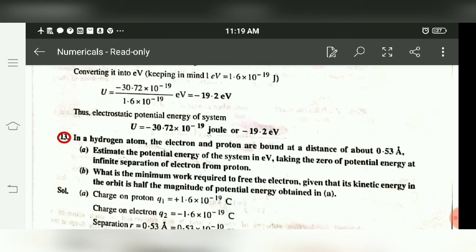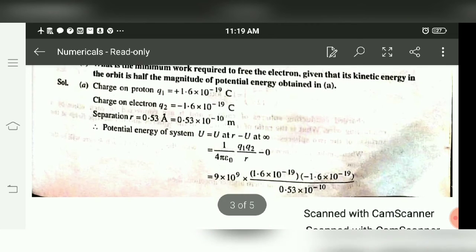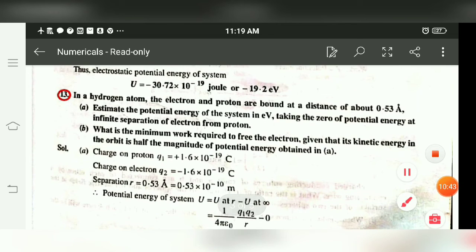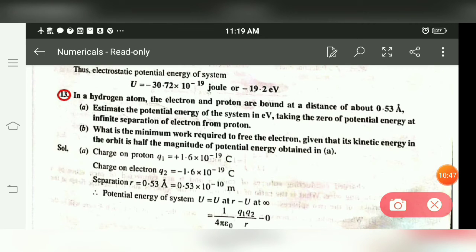Now, next one is, just a minute, let me set it.